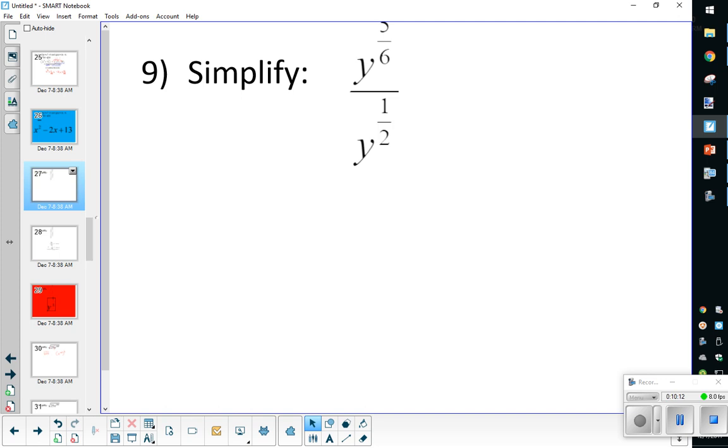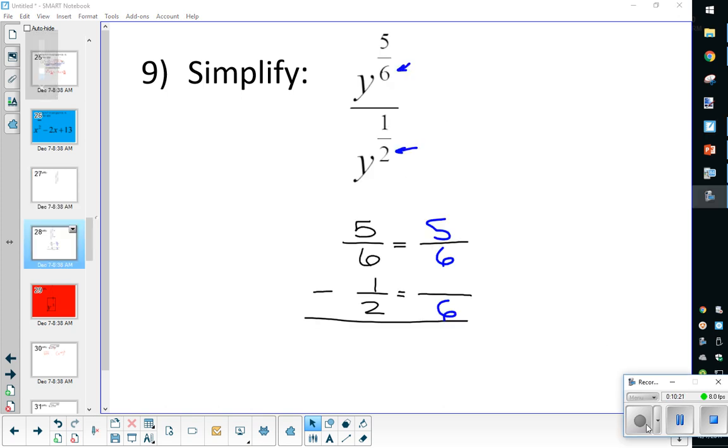Next one, you are simplifying. You are taking y to the 5/6 over y to the 1/2. Simplify that thing. Try that one. Since we're dividing fractions, we're really looking at the exponents and we're going to subtract them. A reminder, you're looking for where is it bigger. On top, it's 5/6. On bottom, it's 1/2. We want to get the same denominator, so I made it a 6 on both.